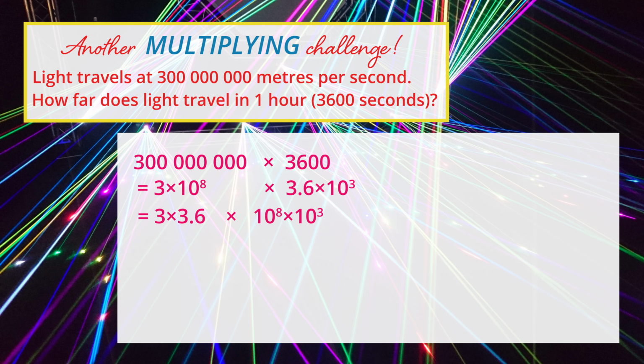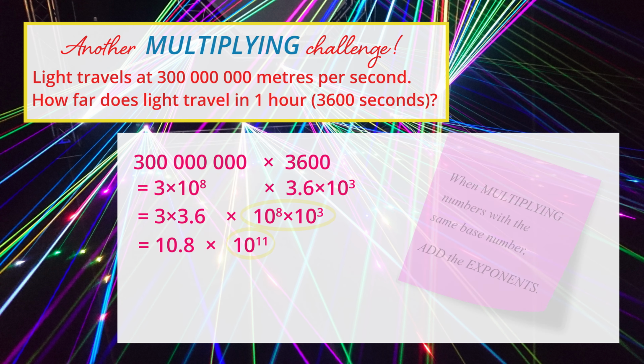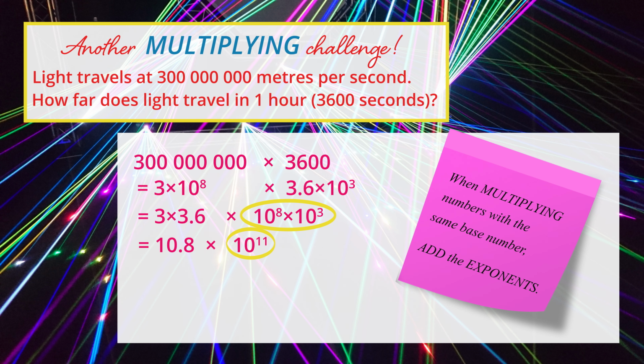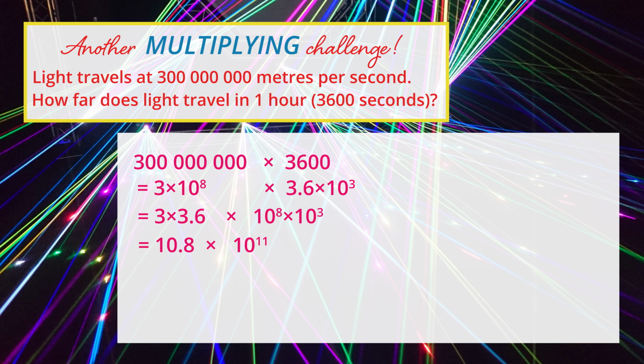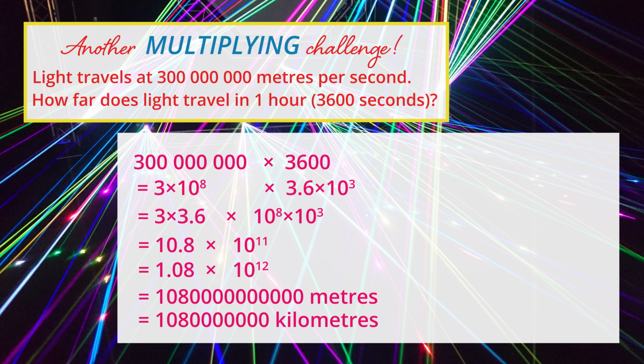We rearrange the numbers. 3 times 3.6 is 10.8. When multiplying numbers that have the same base like 10, we add the exponents. So 8 plus 3 is 11. That's 10 to the exponent of 11. There's one more step. The first part, the coefficient, must be between 1 and 10. So we will divide 10.8 by 10 to get 1.08, and then give that 10 to the second part, so the second part becomes 10 to the exponent of 12. In ordinary numbers, that is a very long way.